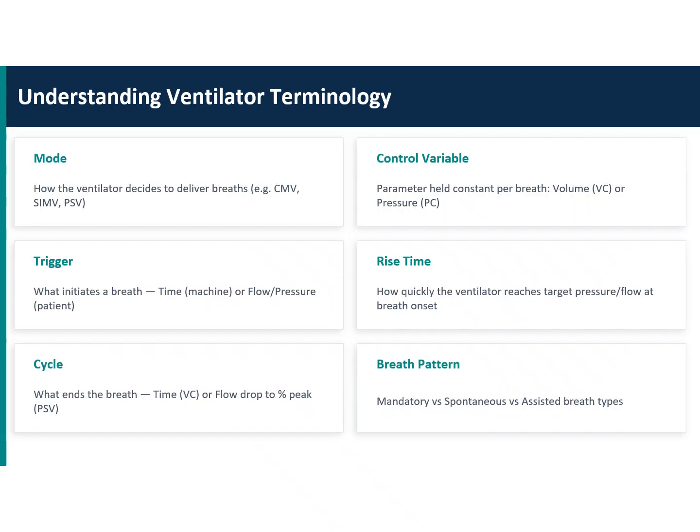So let us understand a little bit about the terminology. Mode of ventilation is basically a prescription which we give for the patient. Routinely we use pressure control ventilation or volume control ventilation initially for the patient, and when we are trying to wean the patient we will switch him to pressure support ventilation.